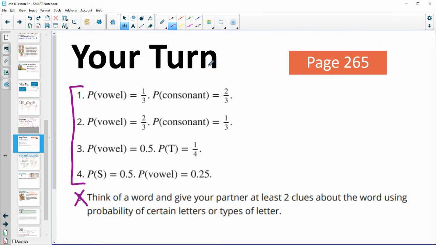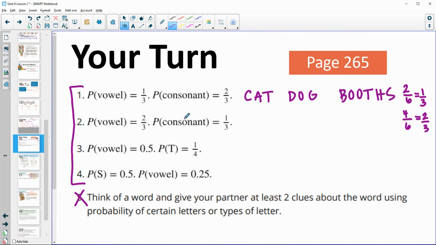All right, you could have come up with a ton of different words for this. These are just a couple examples, but we know we need 2 consonants, 1 vowel for every 3 letters. So we could do cat, that has 2 consonants, 1 vowel. Definitely could have done dog as well. You could even have 6 letters. So if we did something like booths, this has 2 vowels out of 6, and 2 out of 6 simplifies to 1/3. And 4 consonants out of 6 simplifies to 2/3. So that would work as well.